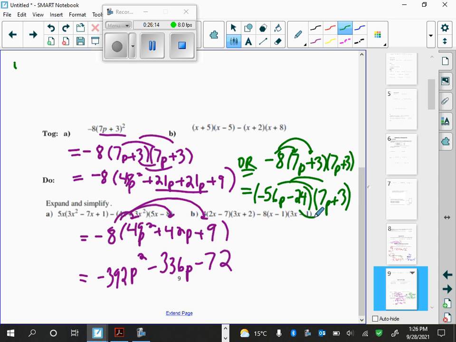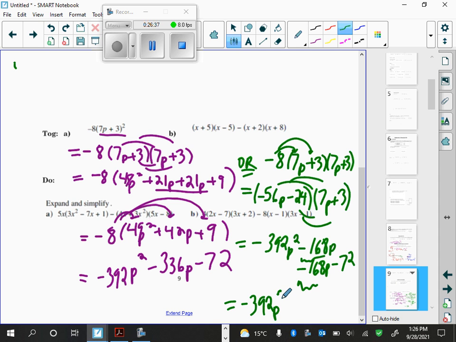which is negative 392p squared, subtract 168p, subtract 168p, subtract 72, and then collect like terms. And you get negative 392p squared, subtract 336p, subtract 72, which is the same thing as that.